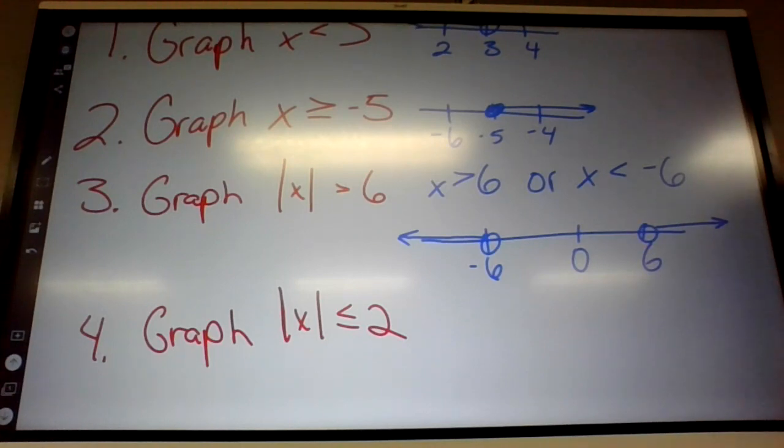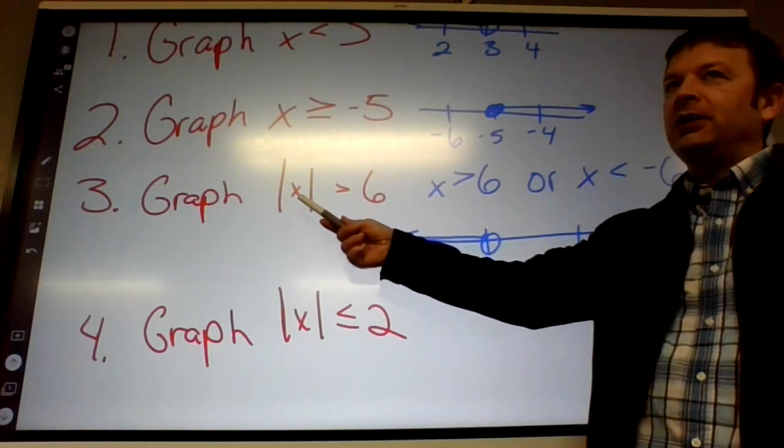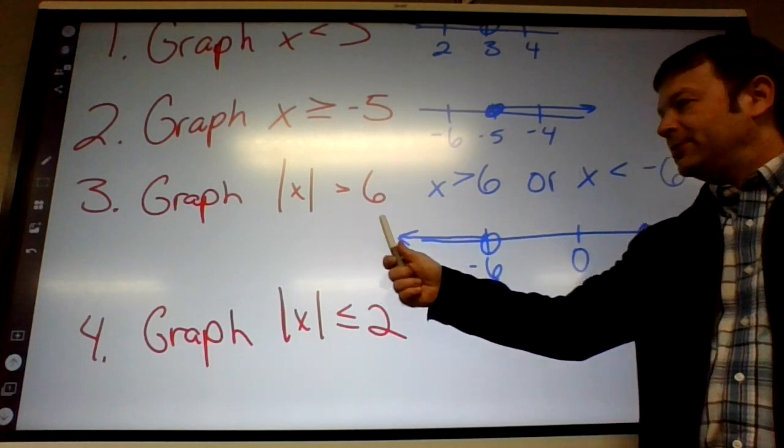I suppose if you forgot, maybe you could stop and think about it. What numbers would work right here? 7, 8, 9, but also negative 7, negative 8, negative 9. That's all these numbers or all these numbers.